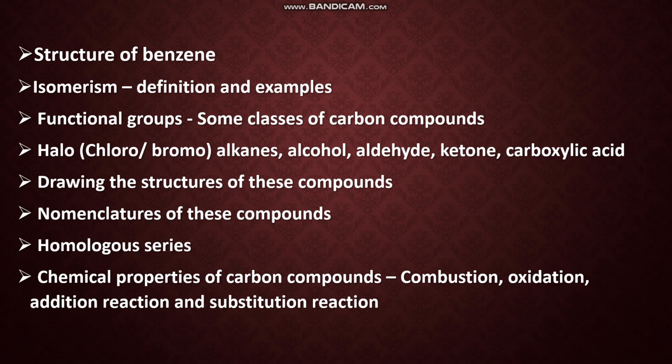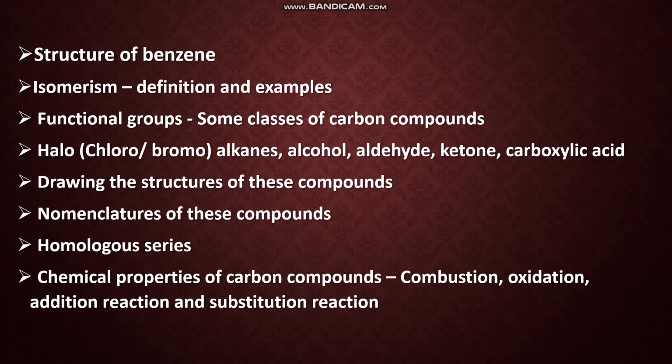To draw the structures, first you have to remember: if there is 1 carbon, the corresponding alkane is methane; 2 carbon atoms, ethane; 3, propane; 4, butane; then 5, pentane; 6, hexane. From the name of the alkane you can give the name for alcohol, aldehyde, ketones, etc. To name a given alcohol or aldehyde, count the number of carbon atoms and give the corresponding alkane name.